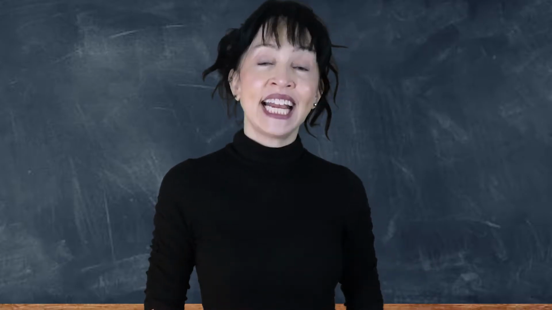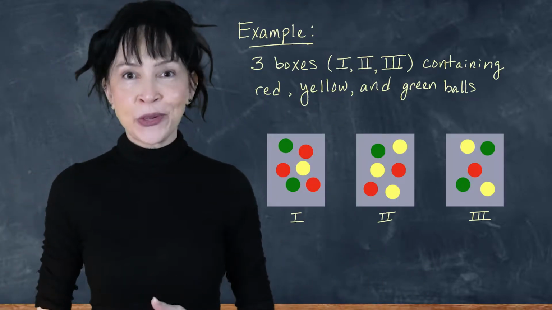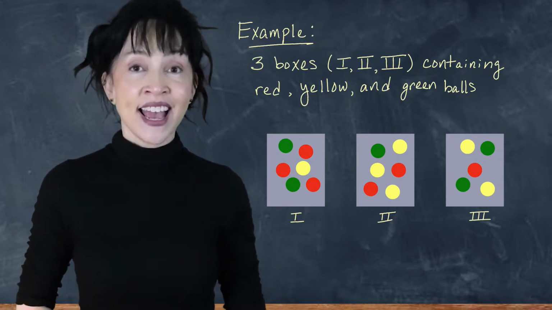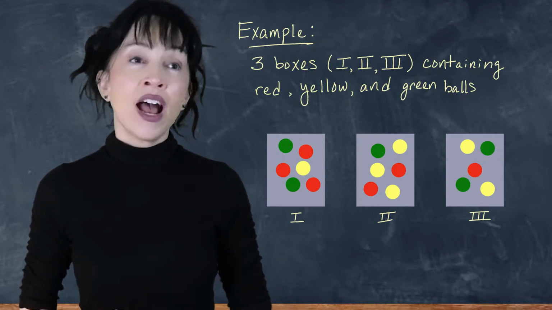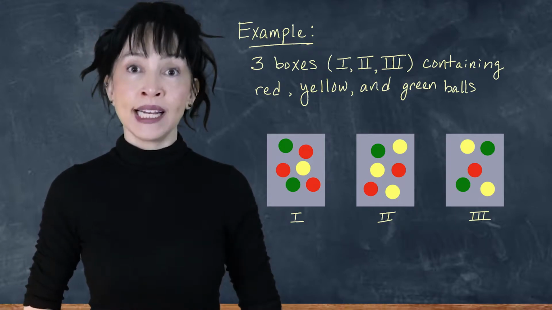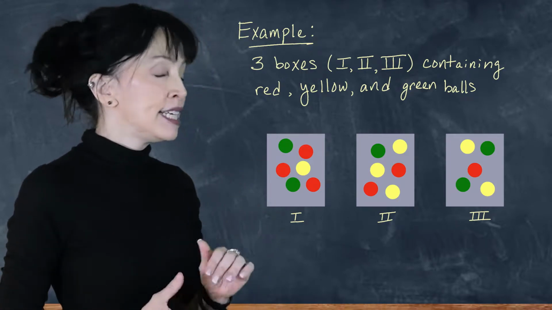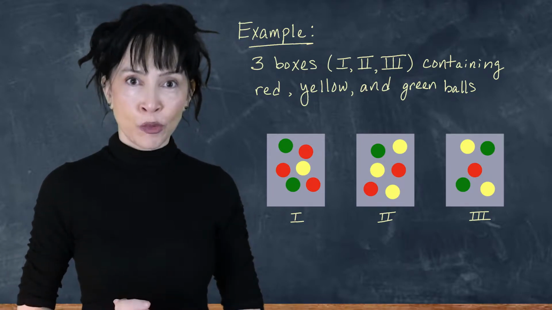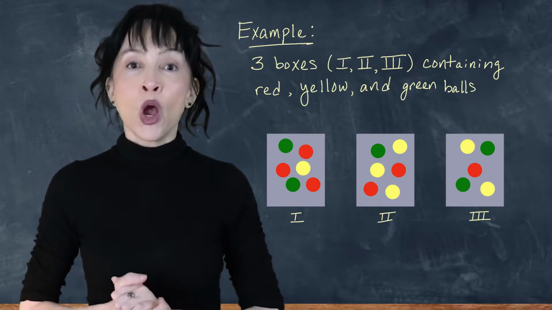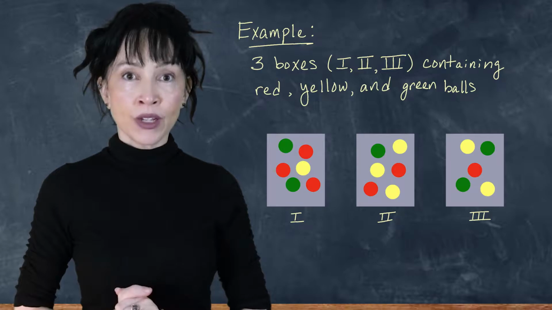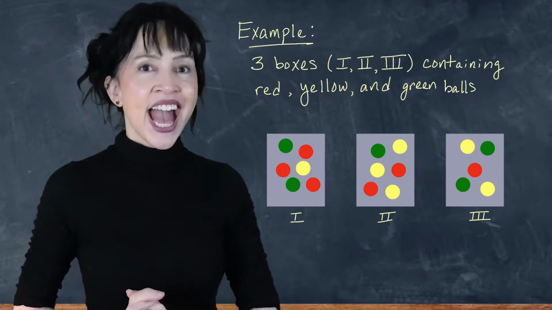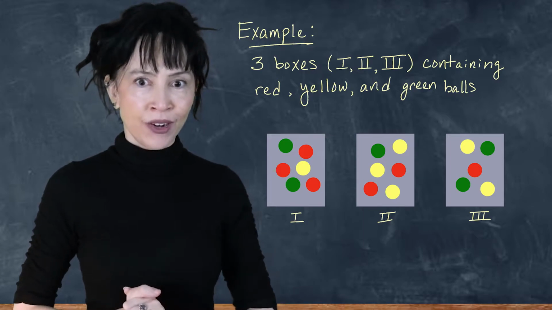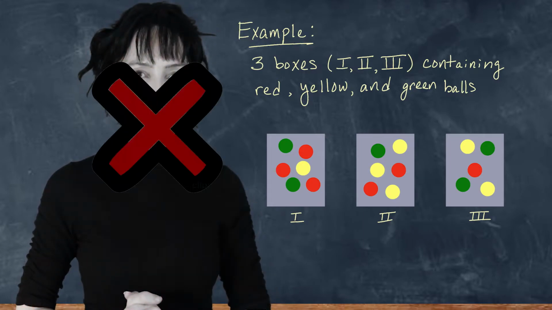As a motivating example, I have 3 boxes, or if you wanna be more traditional in statistics, 3 urns. And in each box or urn, I have some number of red, green, and yellow balls. So you can see in this first urn, I have 2 green balls, 3 red balls, and 1 yellow ball. In the second urn, I have 1 green ball, 2 red balls, and 3 yellow balls. And in the third urn, I have 2 green balls, 1 red ball, and 3 yellow balls.